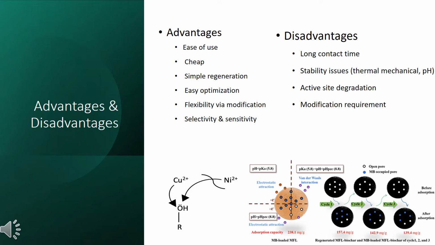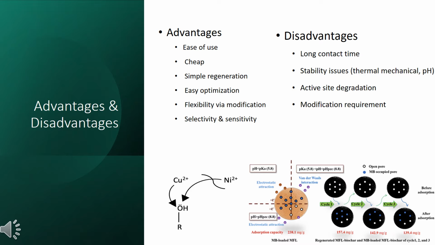Advantages and disadvantages then of adsorption. It's easy to use, it's cheap, it's quite easy to regenerate your adsorbent, or rather remove your adsorbate from the active sites. It's easily optimized, it's quite flexible through modification to the overall adsorbent structure, and you can also have selectivity and sensitivity in your materials.